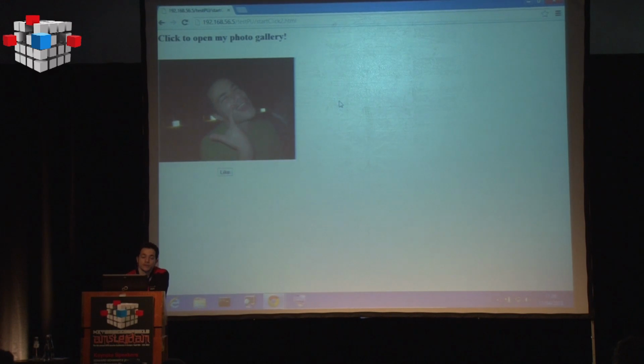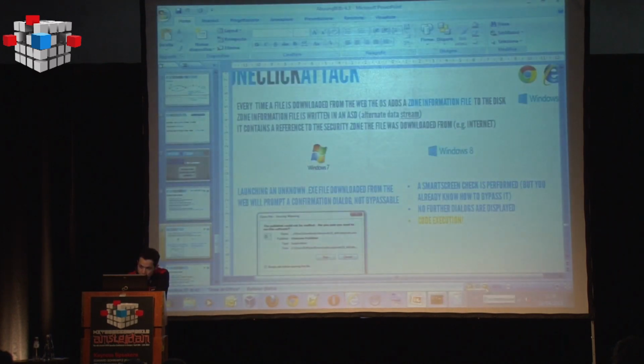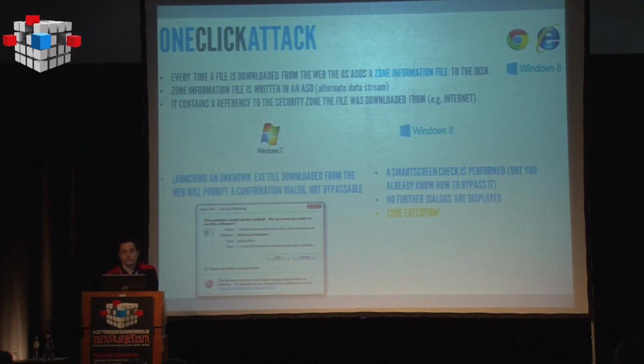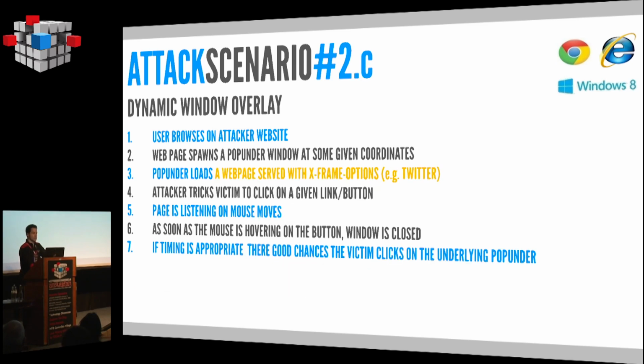There's another beautiful picture of mine, and if I go to click the like button, you see, if I'm not careful, I'm adding a brand new friend to my Twitter account. So, back to the presentation. This is the file download scenario, the geolocation API scenario, the clickjacking scenario.